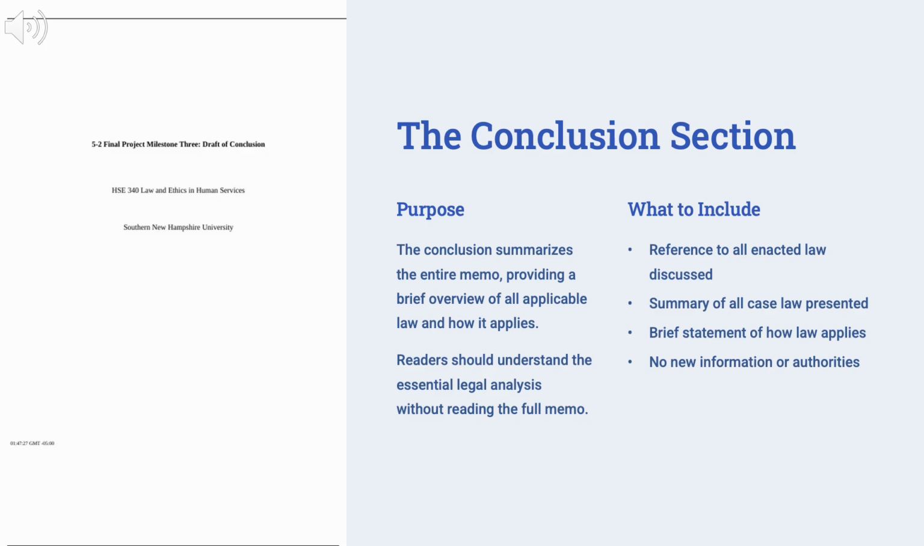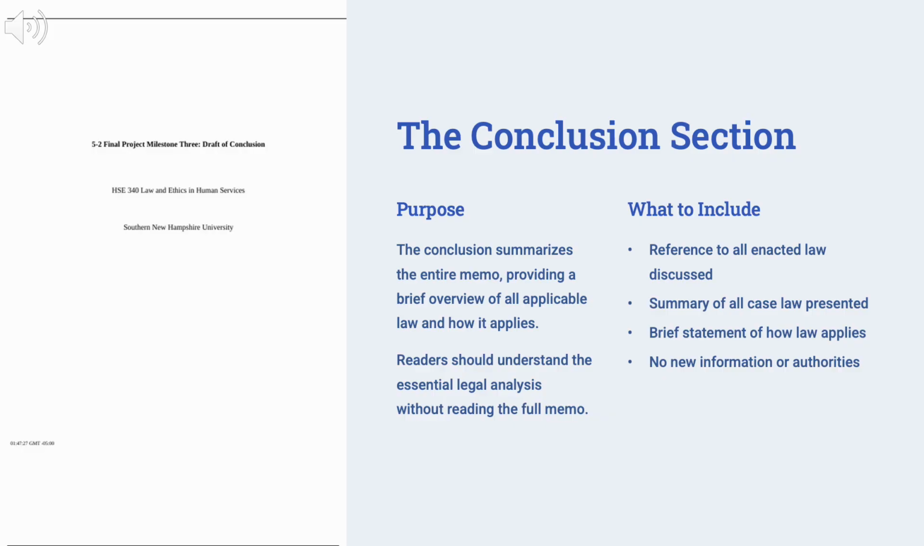Any authority or argument that appears in the conclusion must have been fully developed in the analysis section. If new information belongs somewhere, it belongs in the analysis, not dropped into the conclusion as an afterthought. The conclusion is typically shorter than the analysis section and requires fewer introductory and transitional sentences, because the reader has already worked through the full analysis and does not need the same level of contextual orientation.